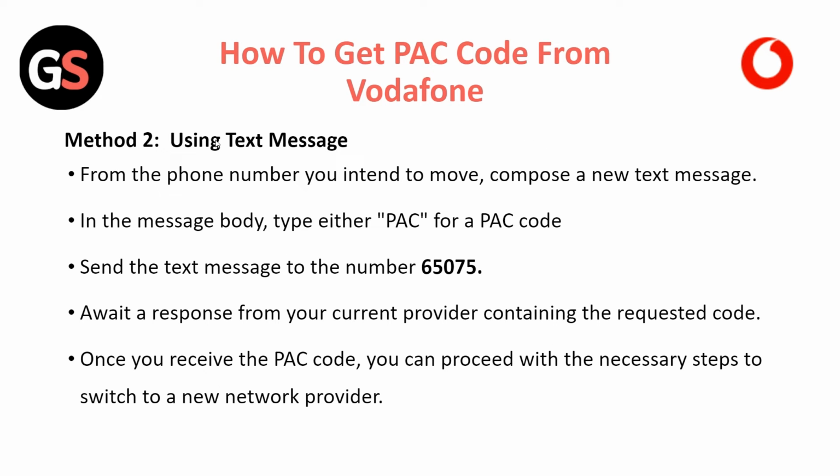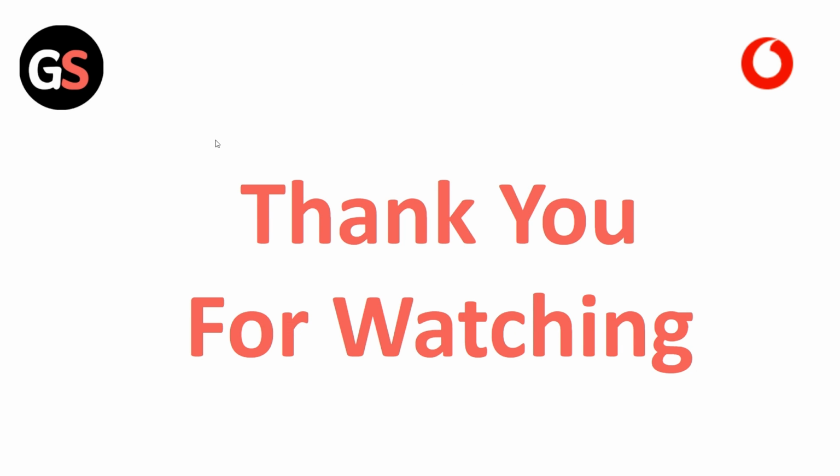And then we have a method using a text message. From the phone number you intend to move, compose a new text message. In the message body, type RPSC for a PAC code, then send the text message to the number C65075 and await a response from your current provider containing the requested code. Once you have received the PAC code, you can proceed with the necessary steps to switch to a new network provider. So these are some simple methods via online and via text.